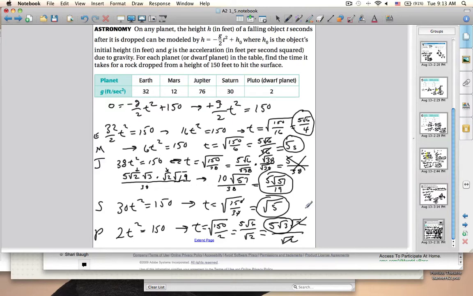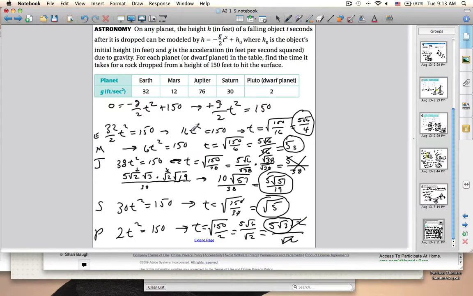Okay, so as you look at this, what you should get the sense of, if you actually calculate out these values, is that what happens is the higher the gravity, the less time it takes to fall. Okay? Mars took 5 seconds. Easy to compare Mars to Pluto, right? Mars is 5 seconds. Pluto is 5 seconds times root 3, so obviously that's more time than 5 seconds. Very easy to make that comparison.